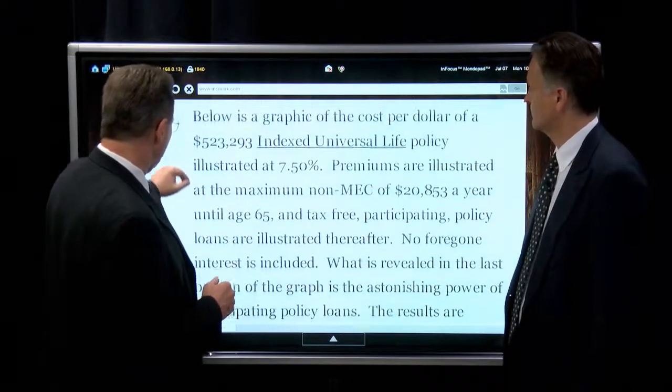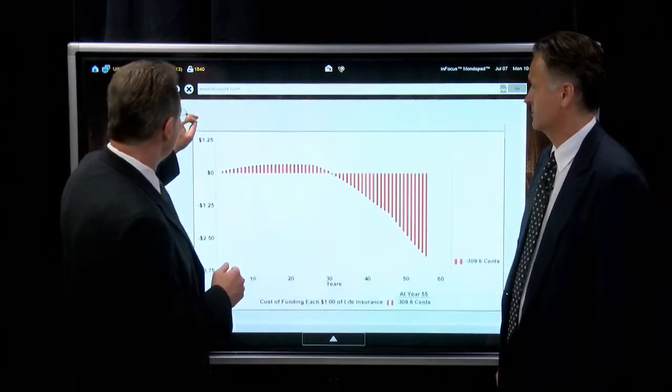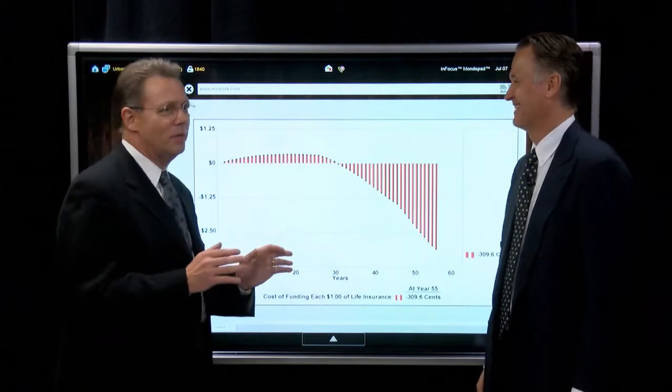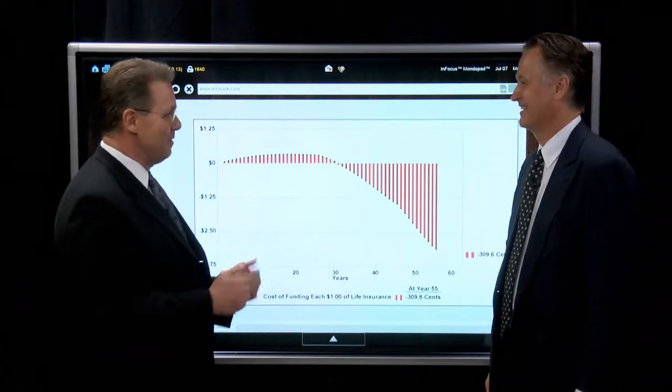Agreed. Now let's go ahead and look at this next chart. Now what is this chart? Because the first time I saw this, I went, am I making money or did it go negative?